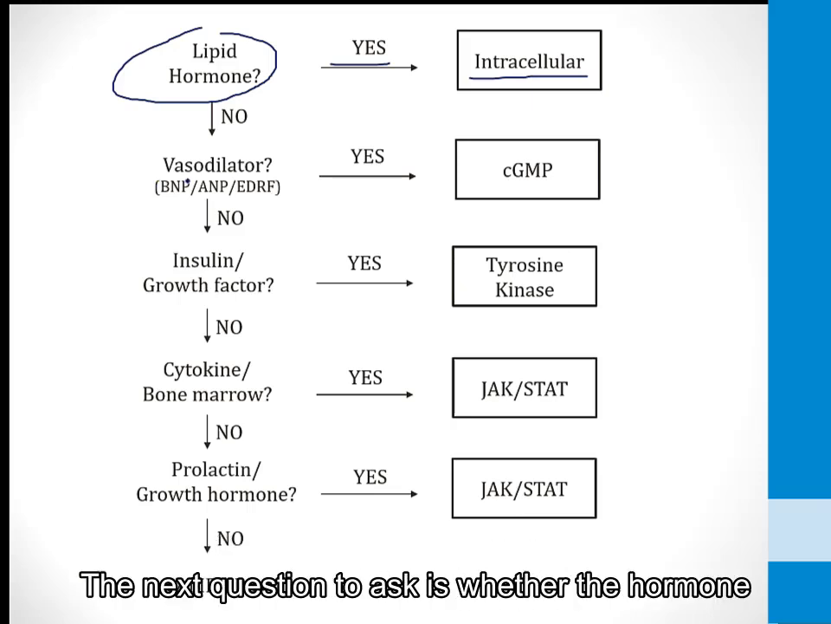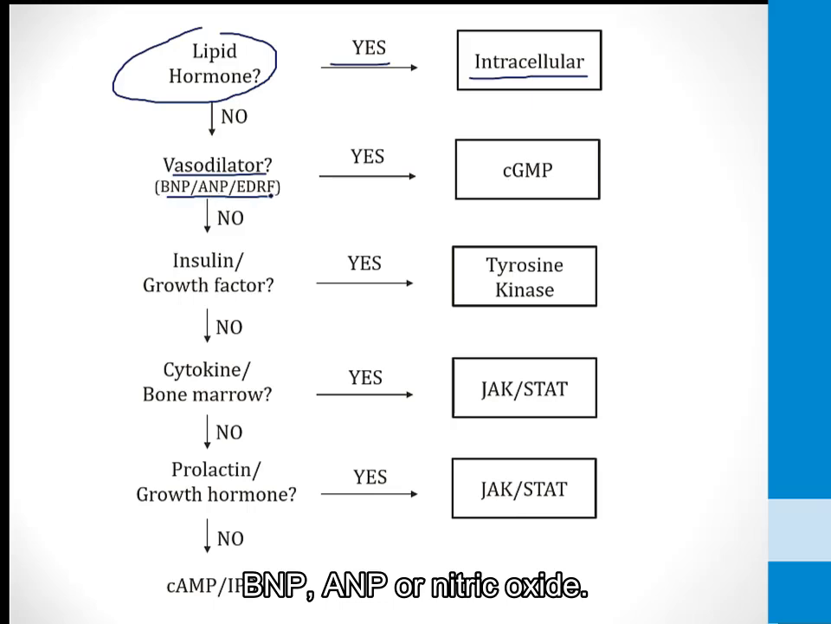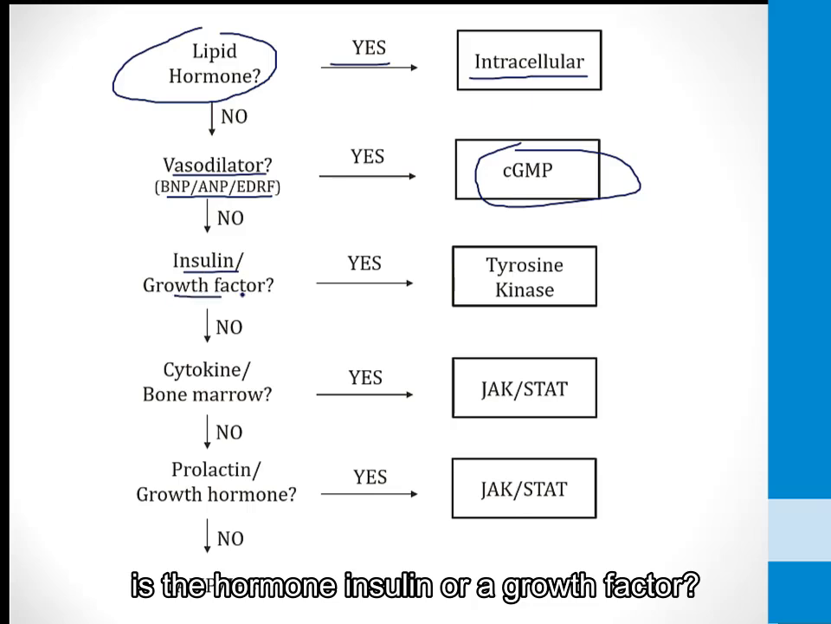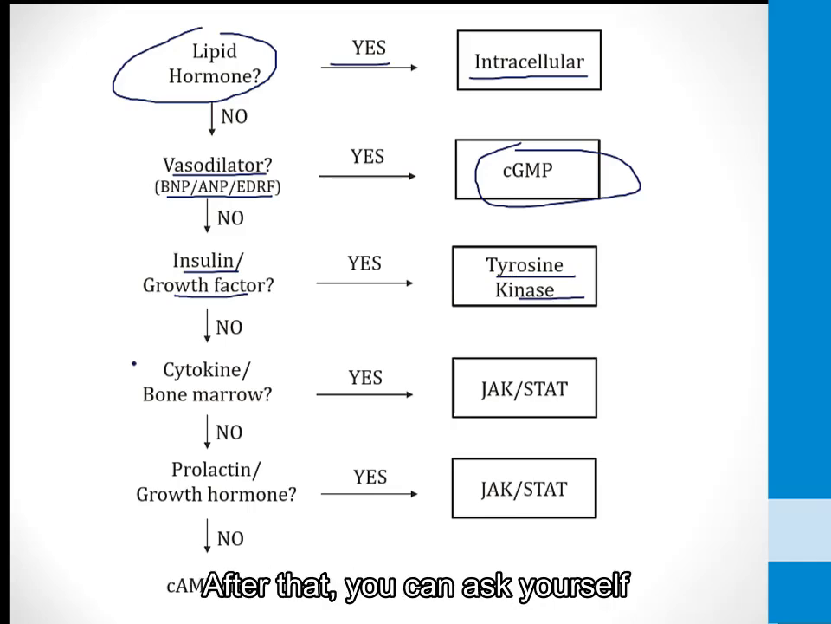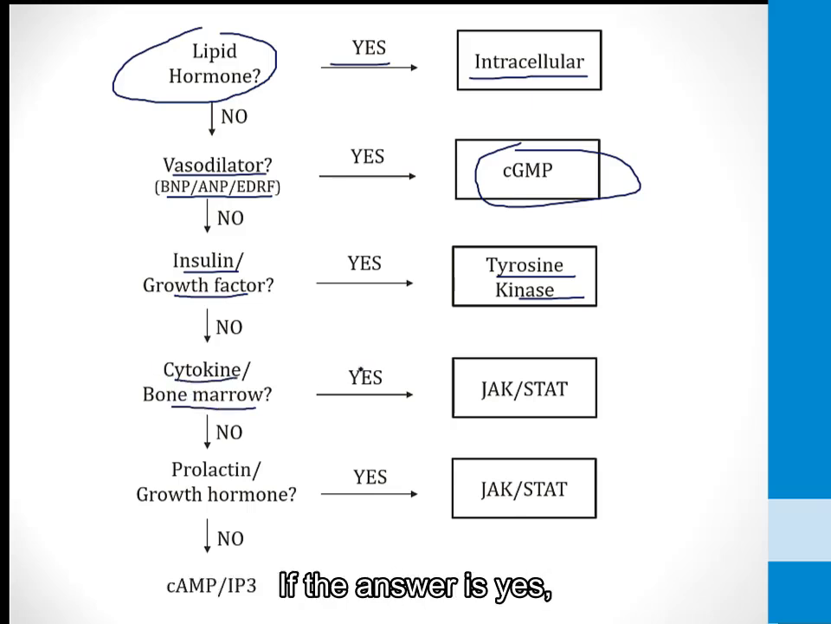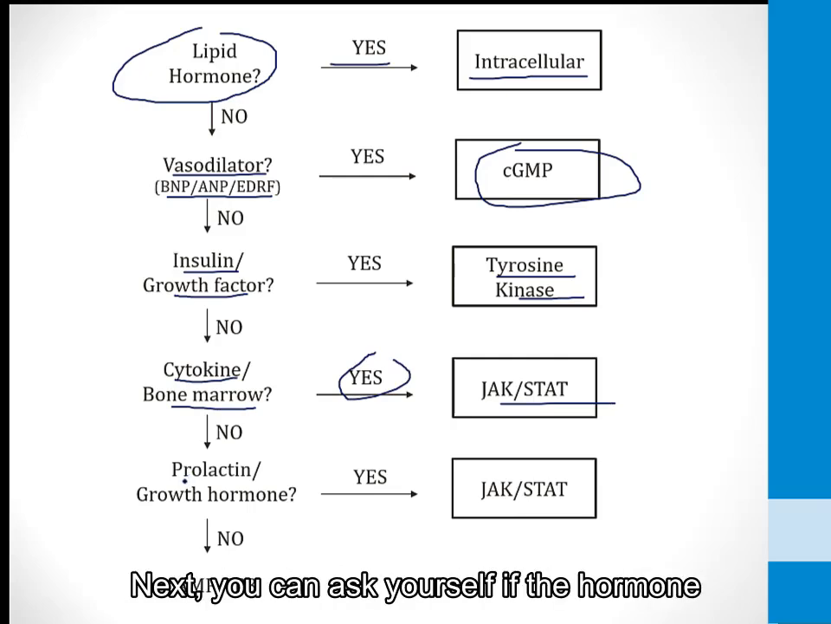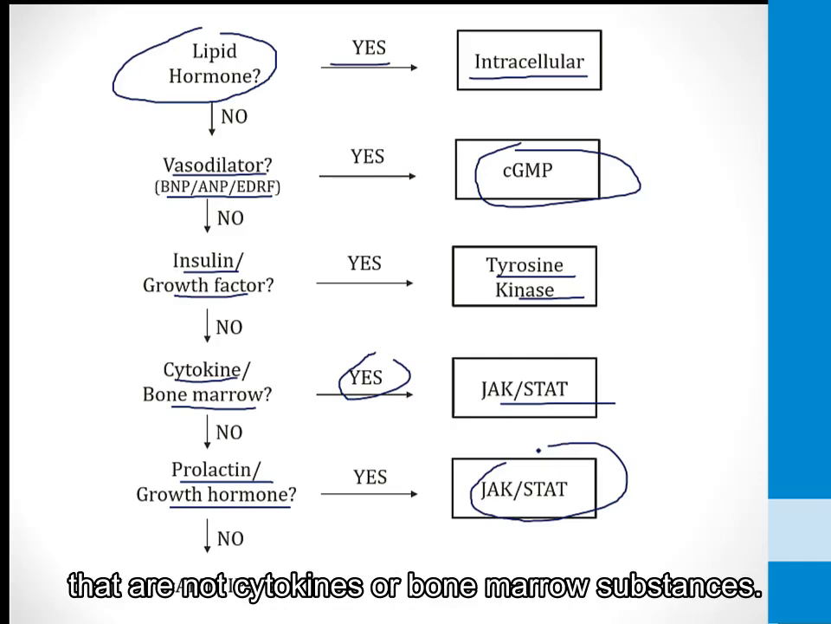The next question to ask is whether the hormone is one of that small group of vasodilators, BNP, ANP, or nitric oxide. If yes, then it is one of the few that use a cyclic GMP system. The next question is the hormone insulin or a growth factor? If the answer is yes, then they're talking about a tyrosine kinase system. After that, you can ask yourself whether the signaling molecule relates to cytokines or bone marrow cells. If the answer is yes, then it's going to be a JAK-STAT system. Next, you can ask yourself if the hormone is prolactin or growth hormone. These are the two special hormones that use JAK-STAT that are not cytokines or bone marrow substances.